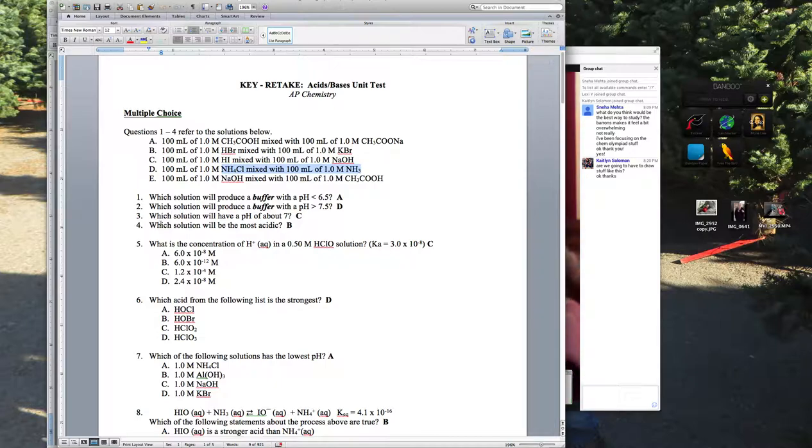Now, 3 and 4, there's no mention of buffers. So right now you know it doesn't matter. It's not the weak plus its conjugate. A pH of about 7, you're looking for a neutral solution, and you have a strong acid and a strong base. Perfect. And then the most acidic, which means that you probably want to find a weak acid and a strong acid. And here we have a strong acid and a KBr, which doesn't contribute to pH at all because there's no conjugate there. It's just the salt, the spectator ions. So that is why B is the answer there.